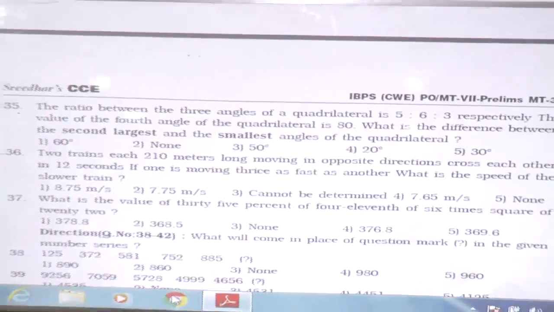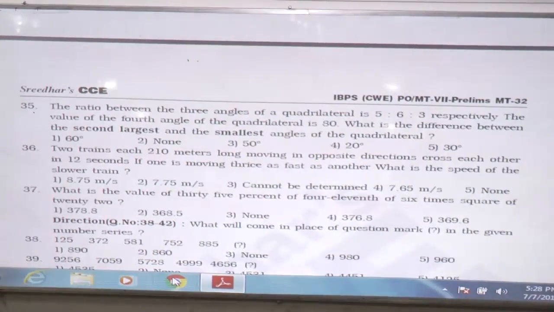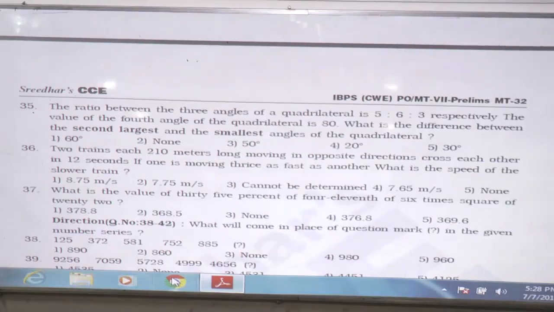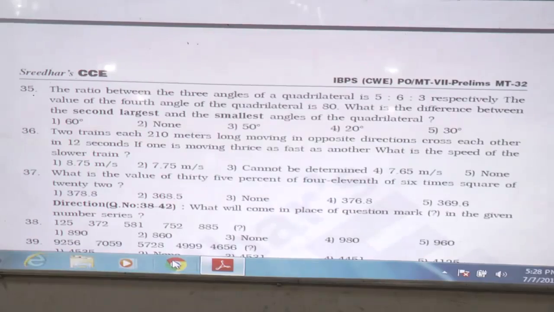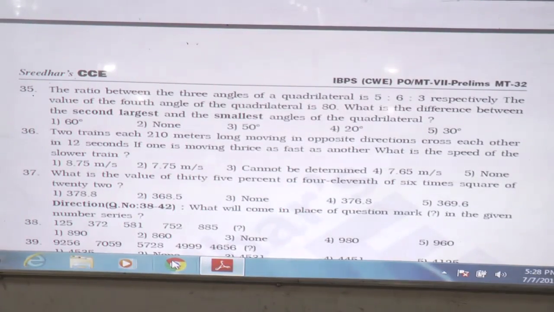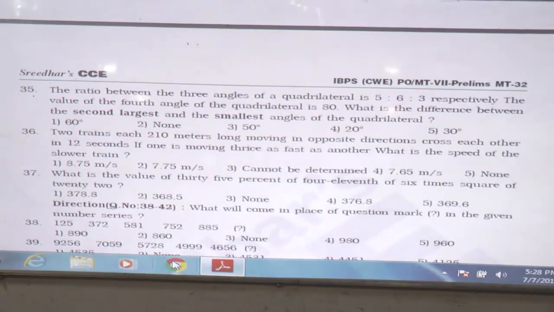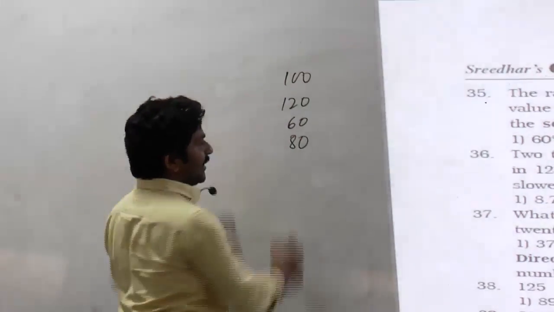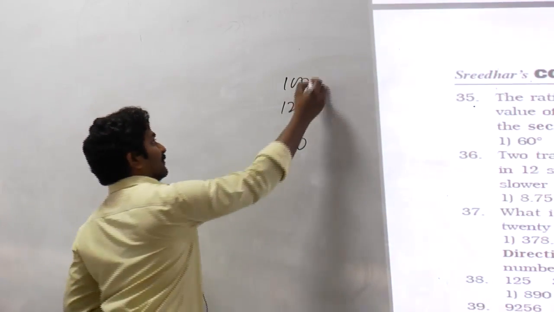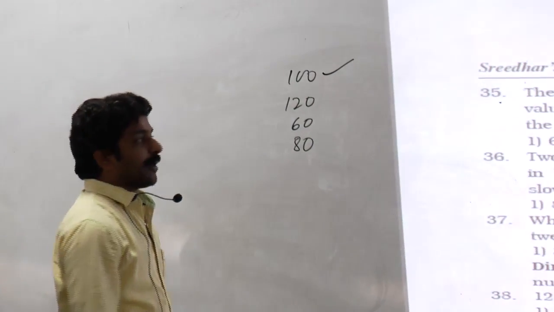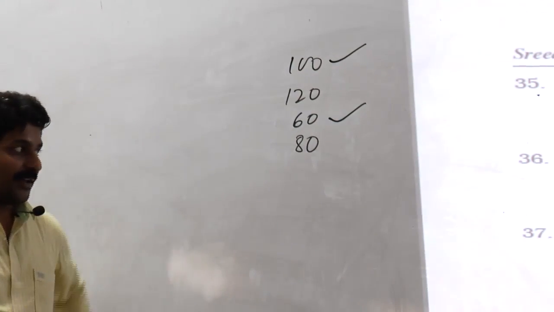The ratio between three angles of a quadrilateral is 5:6:3. So total 14 parts we have. The value of the fourth angle of the quadrilateral is 80. Out of 360 degrees, one angle is 80. Remaining is 280 degrees. And how many parts we have? 14 parts. So one part is 20. So can you tell me the angles? 5 parts, which is 100. 6 parts, 120. 3 parts, 60. And then 80. These are the 4 angles. What is the difference between the second largest and smallest angle? Difference 40.